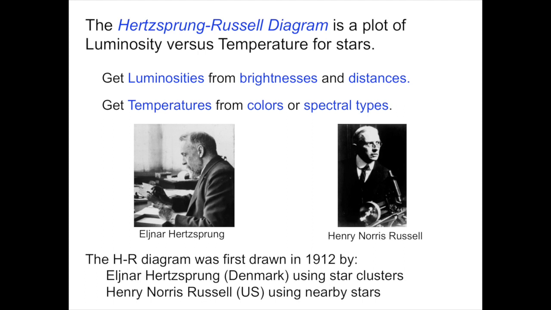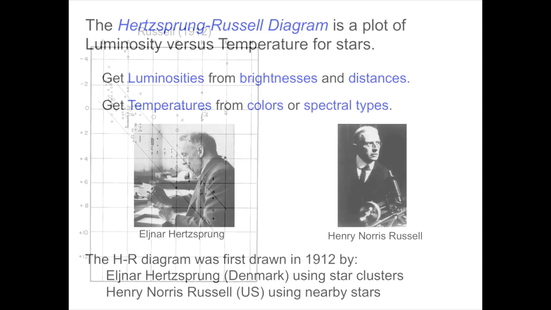Einar Hertzsprung was using data for star clusters, groups of stars that are all at the same distances, so differences in their apparent brightnesses represent differences in their absolute luminosities. Whereas Henry Norris Russell was using data for nearby stars for which he had reasonably good parallax distances and therefore could compute their luminosity from their apparent brightness and parallax distances. Both of them used temperatures derived from spectral typing done by Cannon and others at Harvard.